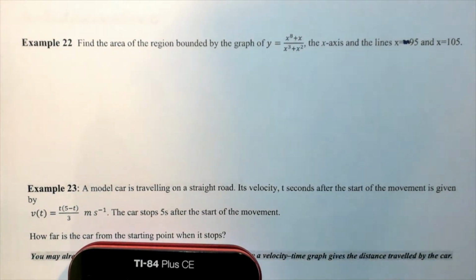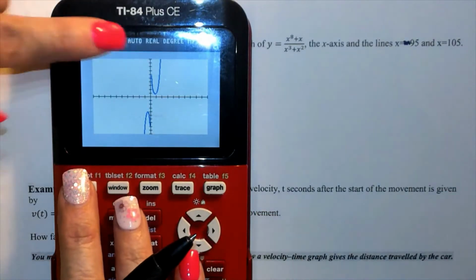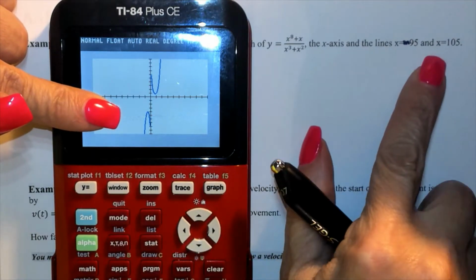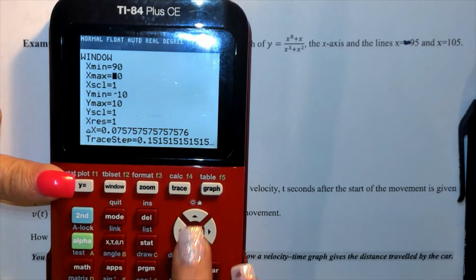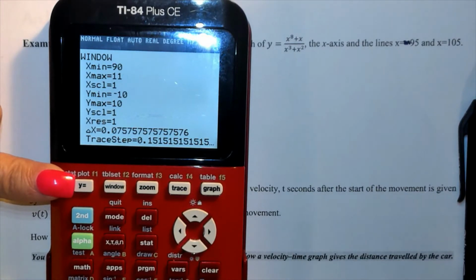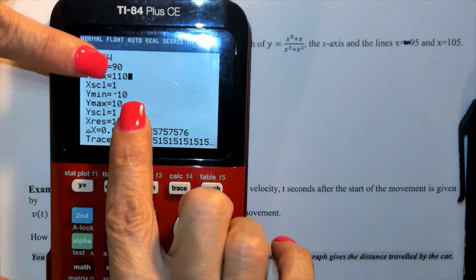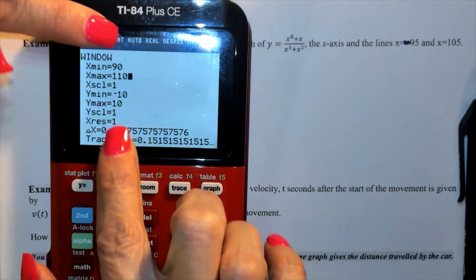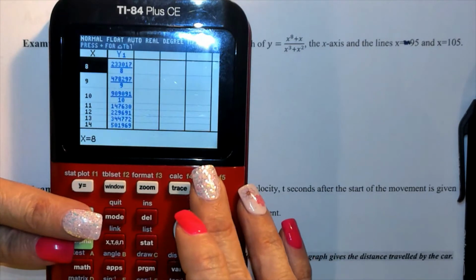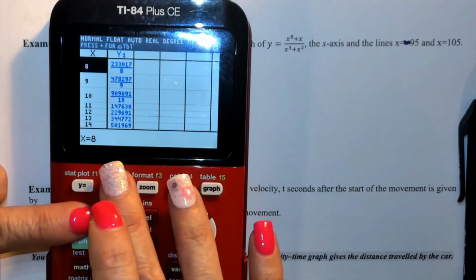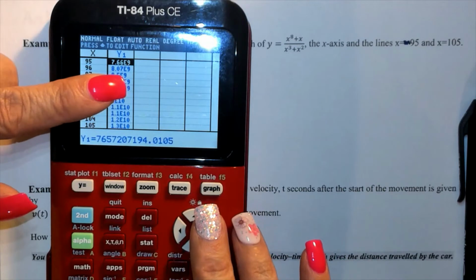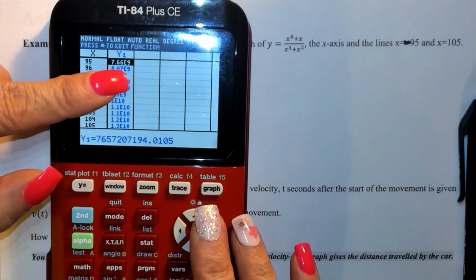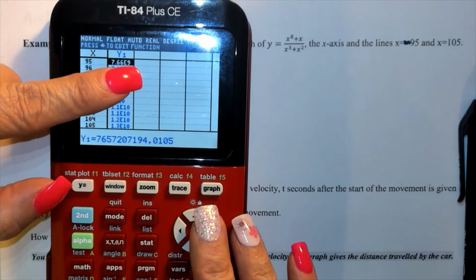So let me make that zoomed in a little better. I'm going back to my calculator. Okay, so here's my graph. But remember, if you're going to go from 95 to 105, you need to be able to see it here. So I'm going to go to Window. I'm going to set this from a positive 90 to like 110, just a little bit above and beyond. But I also need to set my vertical window as well. So second table, and I'm going to go to where x is 95. Let's see what the value is. It's about 7.66 times 10 to the 9th power.